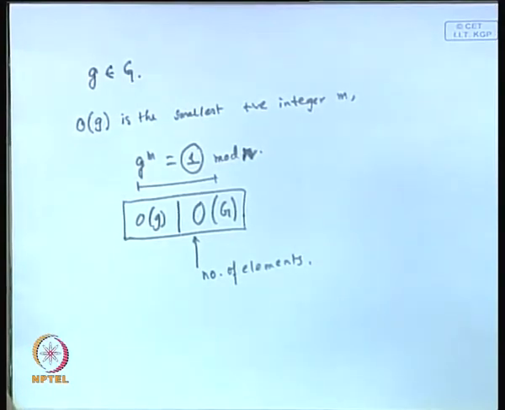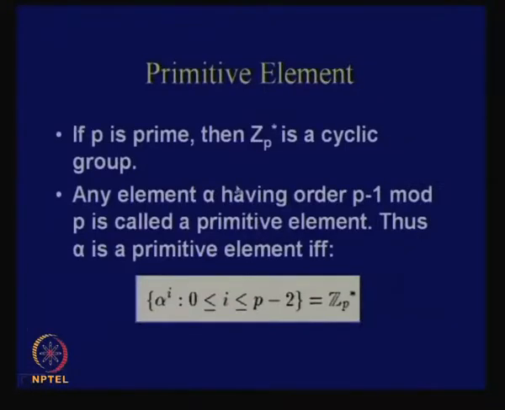So a primitive element is defined like this: if p is prime, then Zp star is a cyclic group, and any element alpha having order p minus 1 mod p is called a primitive element. Thus alpha is a primitive element if and only if alpha to the power of i, for i from 0 to p minus 2, gives the entire Zp star. So you compute the powers of alpha and finally get the entire Zp star. Alpha generates the entire group, so it is called the primitive element.